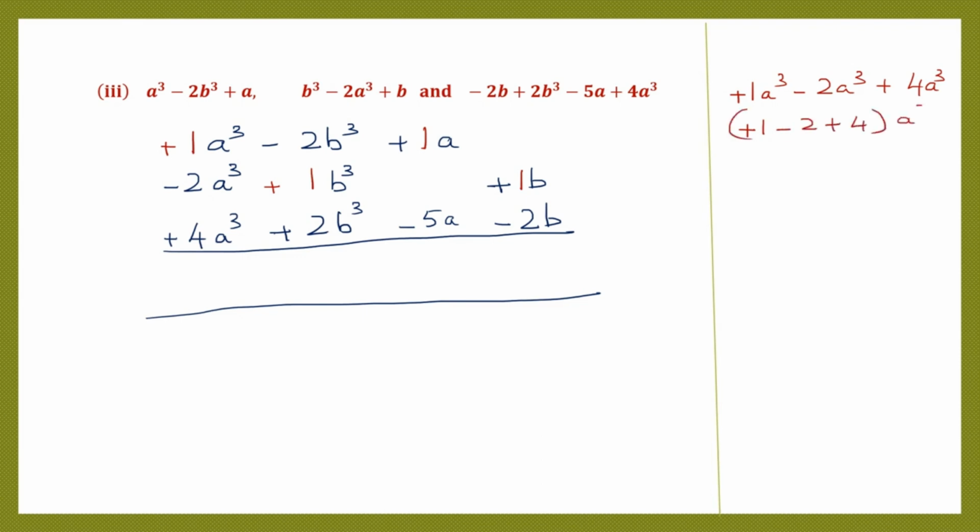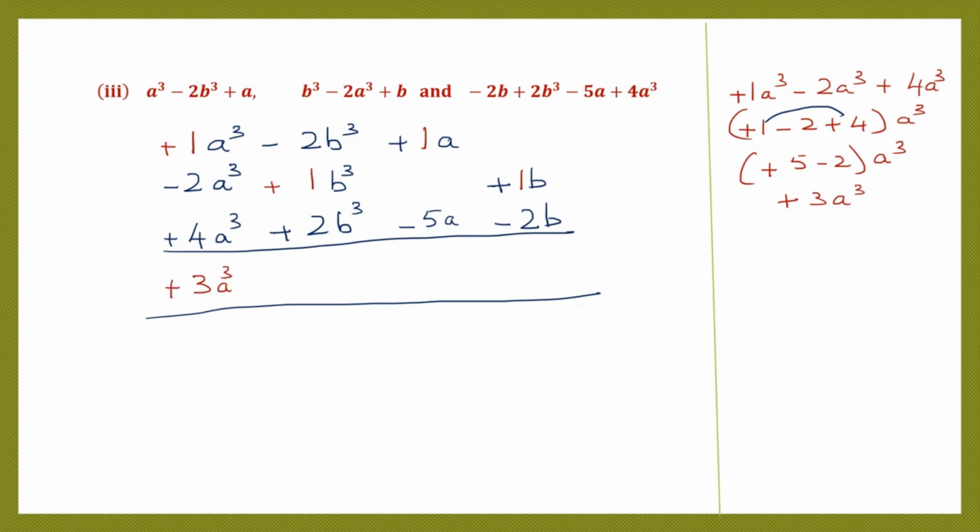A cube. Let's add up the numbers with the same sign, plus 1 and plus 4. That makes it plus 5 minus 2a cube. Then signs are different. Sign of the bigger number and subtract. 5 minus 2 is 3a cube. Let's write there plus 3a cube.